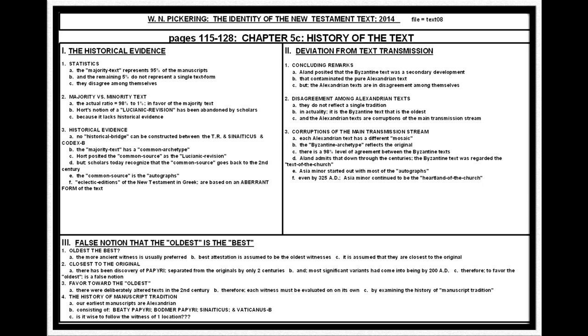So under historical evidence, no historical bridge can be constructed between the Textus Receptus and Sinaiticus and Codex B. The majority text has a common archetype. Hort posited the common source as the Lucianic revision, but scholars today recognize that the common source goes back to the 2nd century, and it is the autographs. The eclectic editions of the New Testament Greek are based on an aberrant form of the text.